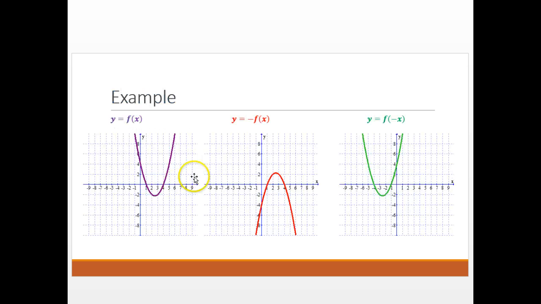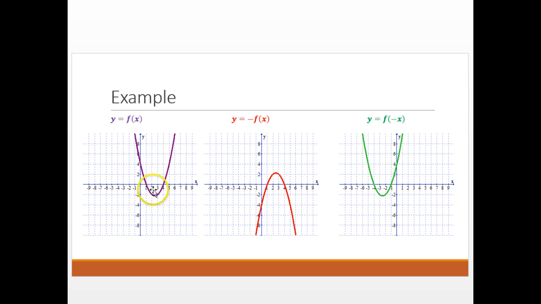Let's see how this works. Let's say this is my original function, y equals f of x. If I have a negative f of x, all I do is start at the x-axis and flip it up and down. So notice the x-intercepts are 1 and 4 on the original graph. Notice the x-intercepts on the new graph are 1 and 4. All I've done is flip this graph upside down across the x-axis.